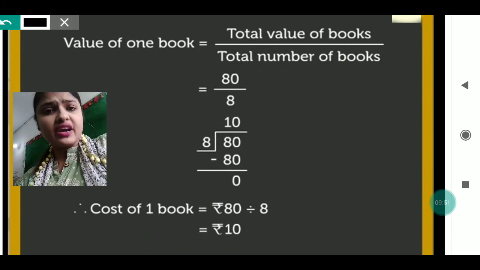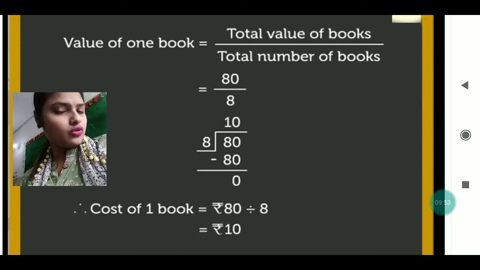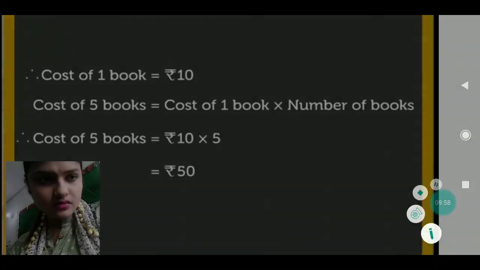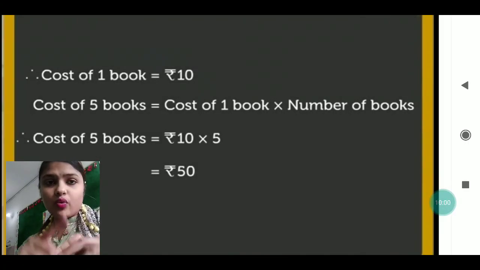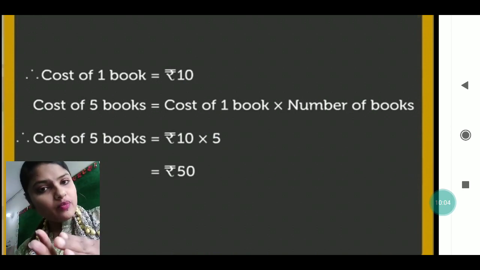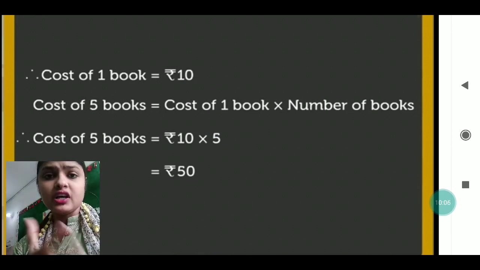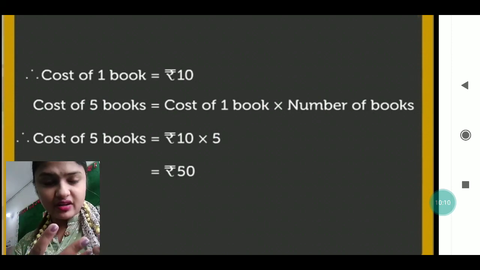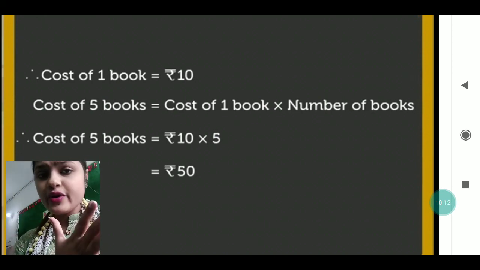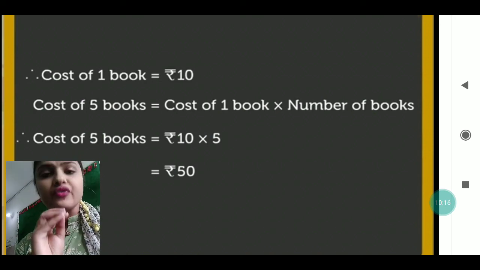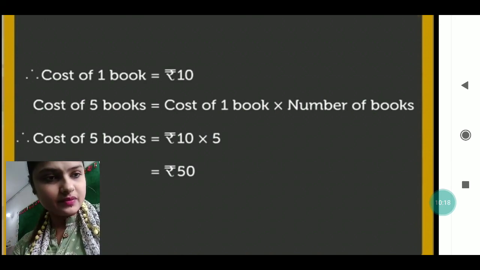Now we can find the cost of 100 books also, no problem, because we know the cost of one book. See, the cost of one book is 10, so the cost of 5 books will be the cost of one book into the number of books. The cost of one book is 10 and the number of books is 5. So 10 into 5 is 50, therefore the cost of 5 books is 50 rupees.